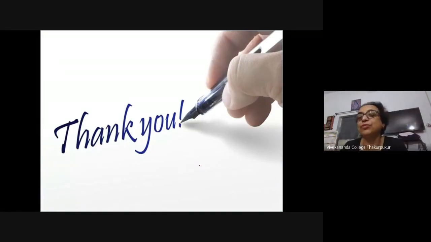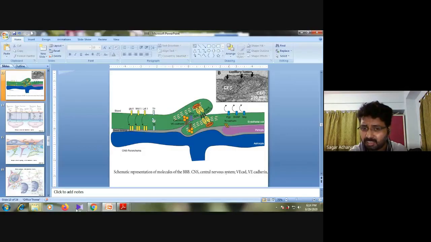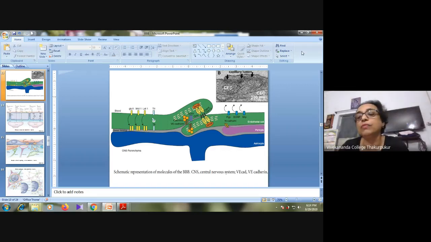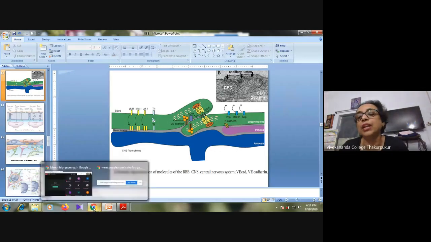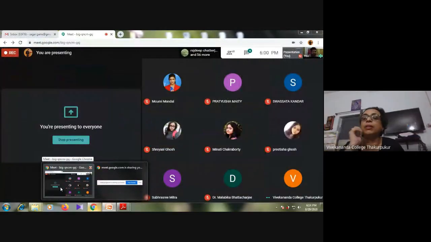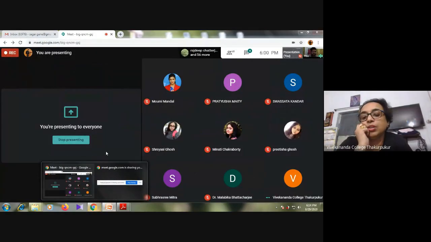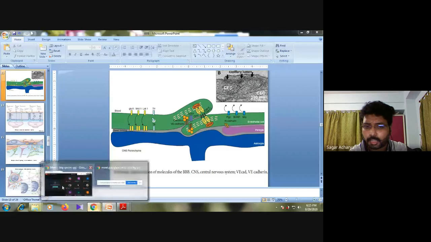Okay, we have two chat questions, Shagor, in the chat box. One is regarding the amount of radiation we are facing at present. One PG student has asked, do radiations from devices like headphones really make the blood-brain barrier leaky? Is this effect dependent on the amount of time or usage? Can you see the chat?